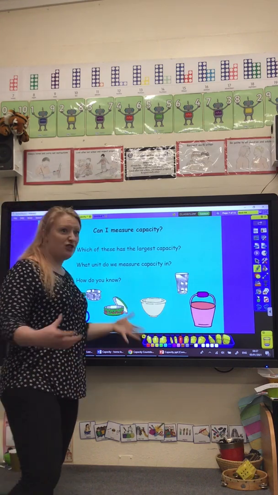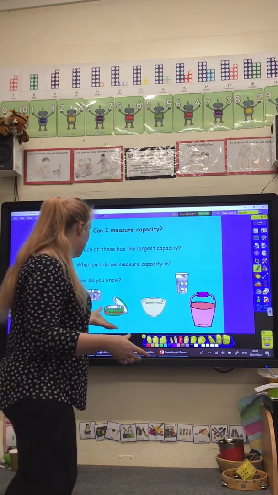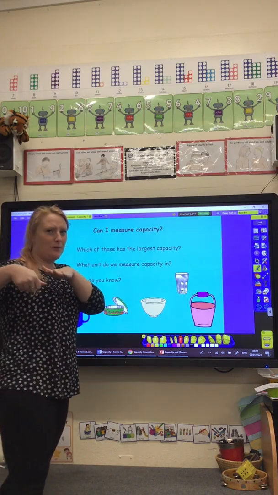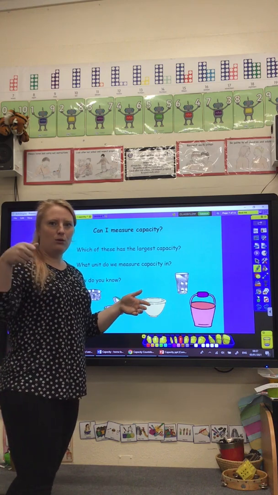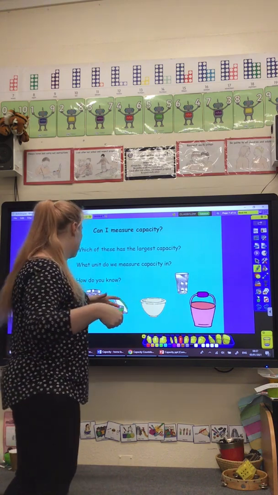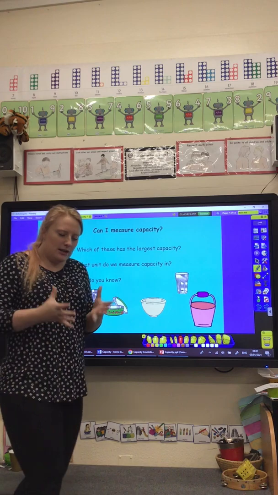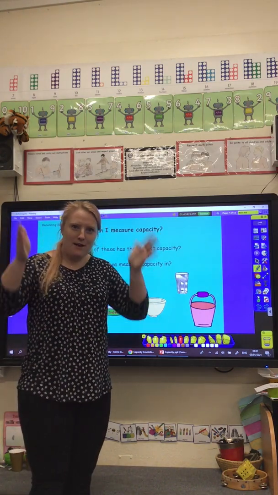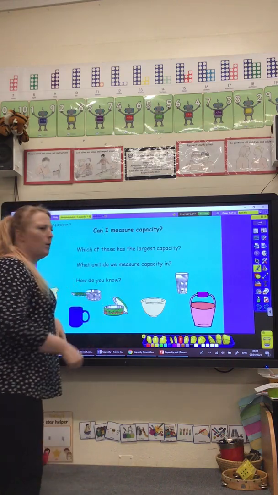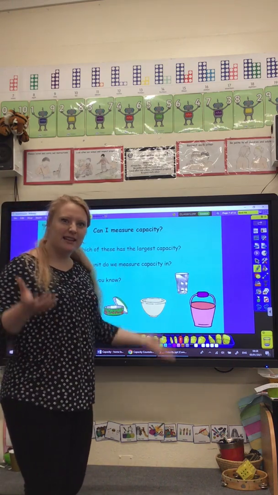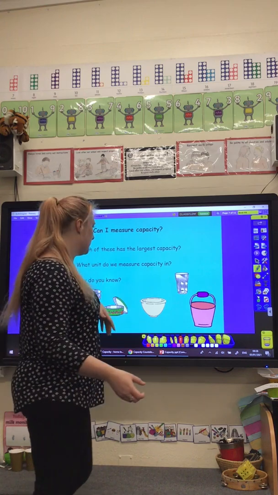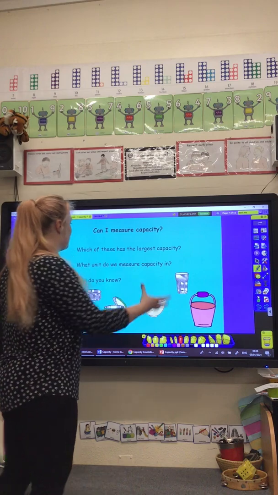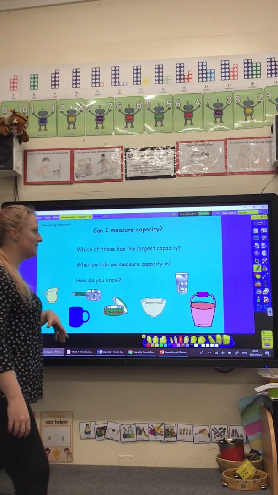Well done. Generally, buckets are much, much bigger. If we have a little cup and a big bucket, if we fill the bucket all the way to the top, then we'd have more liquid in the bucket than we would have in the cup. Same with a bowl. Usually our bowls are only about this big, but our buckets can be very big. So we don't know that for sure because you can get different size bowls and different size buckets, but that's just us having a guess based on our pictures here. Well done.